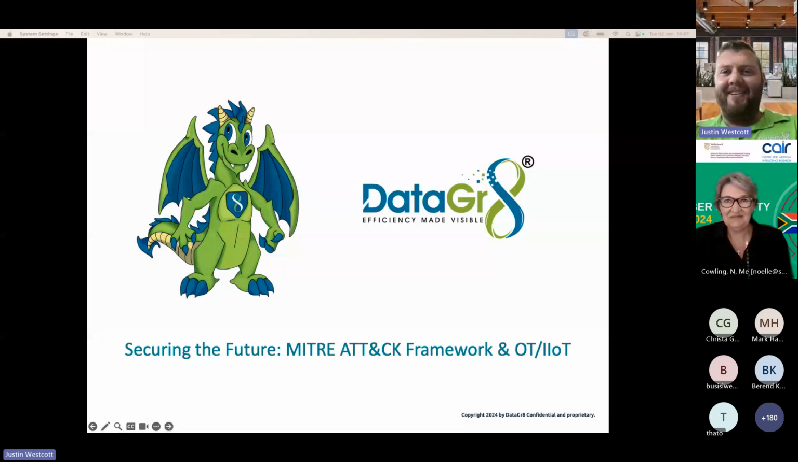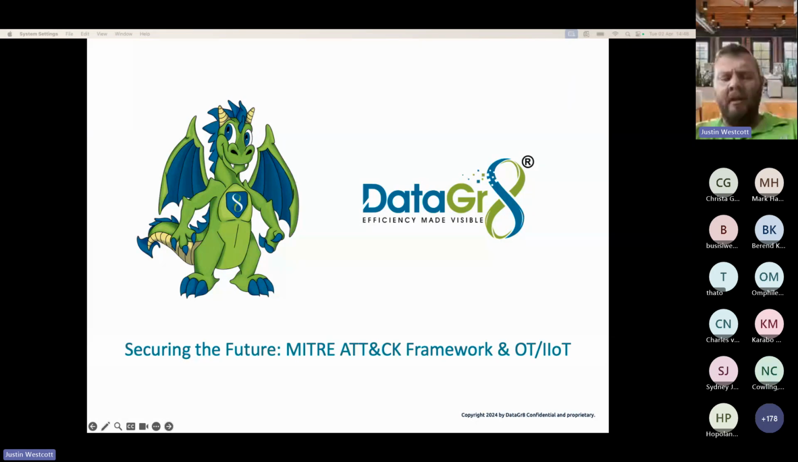Thank you. And basically, I think today, for me, when we first started chatting about this, I'm going to take the dummies guide approach, for lack of a better description. The reason for that is I think that it's very important that we just touch on the Mitre attack framework, but I really want to touch on the OT side of things, the industrial IoT side of things.